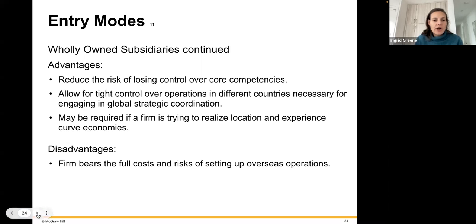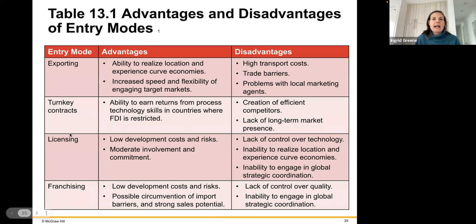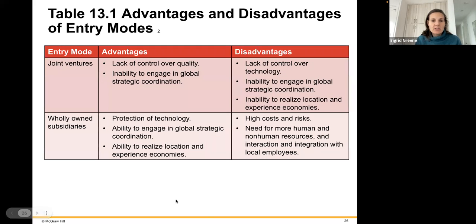There's a nice little chart over the next two slides that highlights each of these different modes and the advantages and repeats the disadvantages as well. So perhaps useful when you go through and create your projects for this semester. I'm going to go ahead and stop here with video number 2 for chapter 13, and I will see you in the last video in a few minutes.